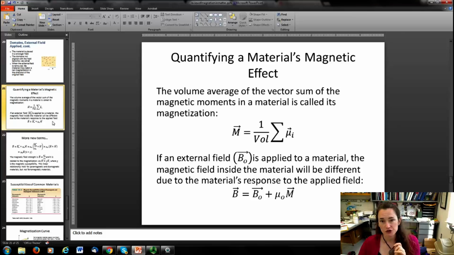Now, if there's an external field, which I call here B naught, and it's applied to the material, then the magnetic field inside the material will be different due to the material's response to the applied field. In other words, the magnetic moments inside the field will be influenced because of the torque mu cross B on each of those individual magnetic moments, and they'll do something, okay? In that case, the magnetic field in the material will be different. So then we get the total field, B, is equal to B naught plus the constant, the permeability of free space, which is mu naught, 4 pi times 10 to the minus 7 in SI units, times the magnetization vector for the material.